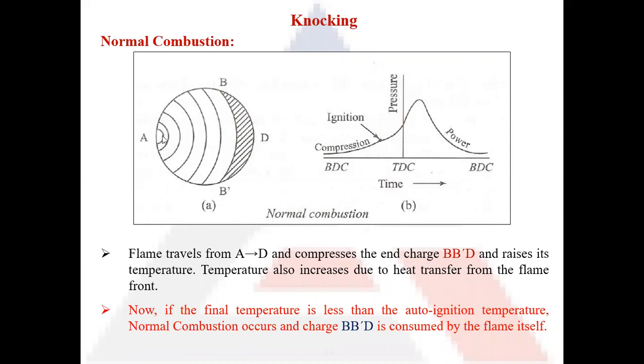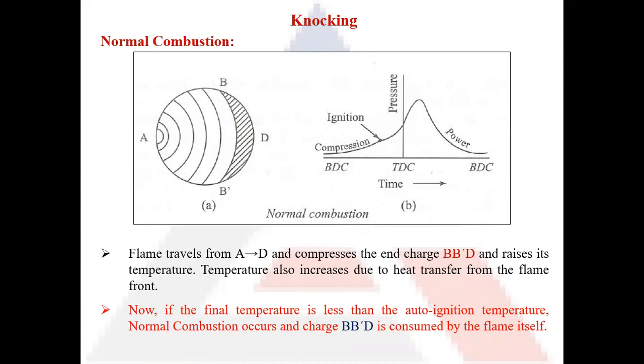When the first layer ignites, it produces a pressure wave in the opposite direction. When the second layer ignites, it again produces pressure in the opposite direction towards the next layer. If you see B dash D, this is the last layer, on the piston head. This last layer is continuously under increasing pressure from the combustion of the previous layers.